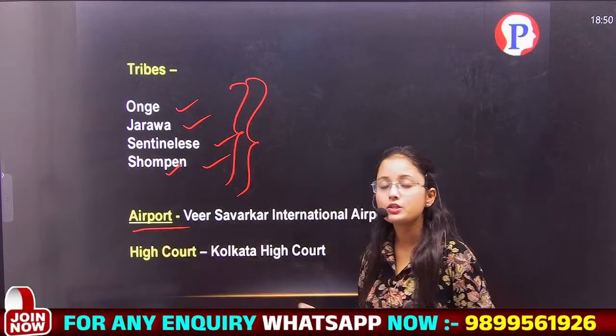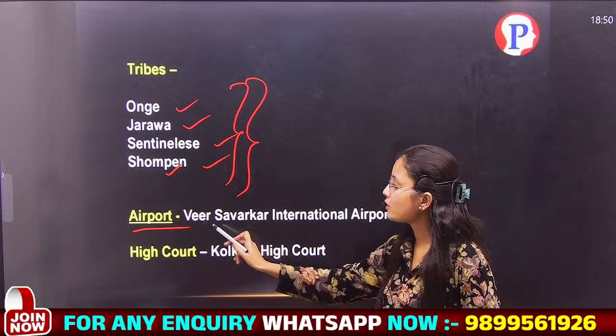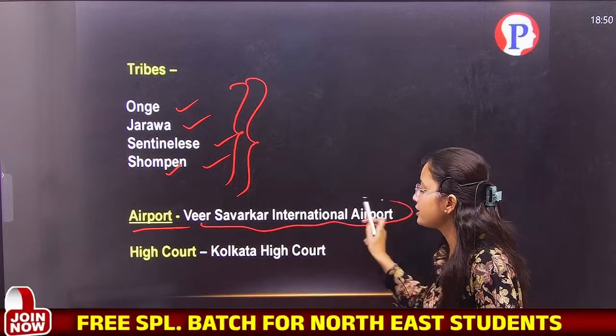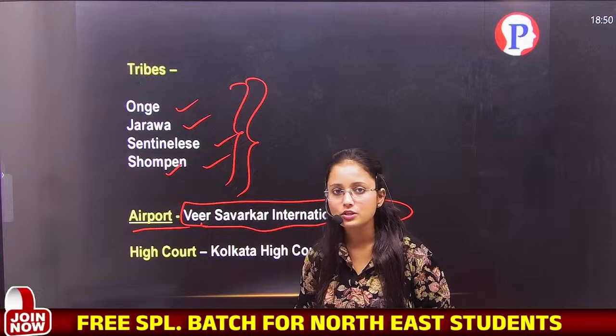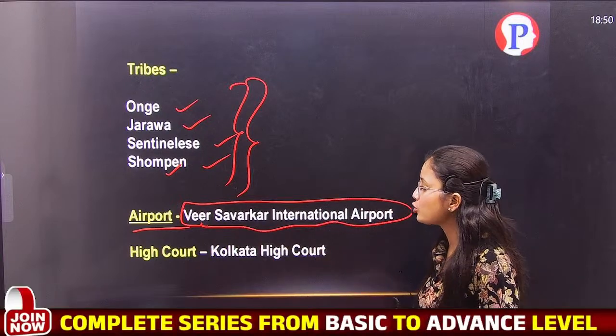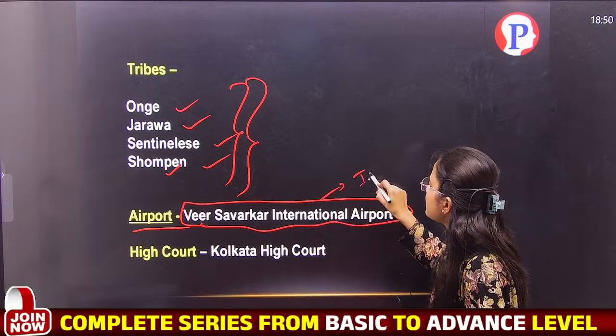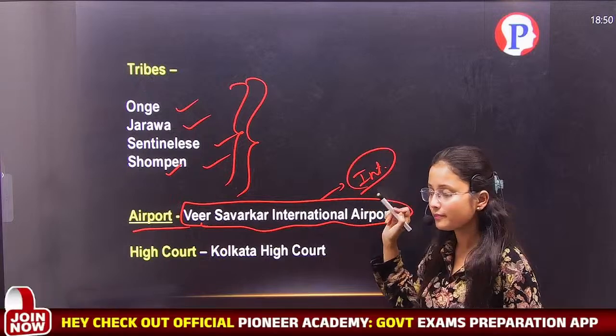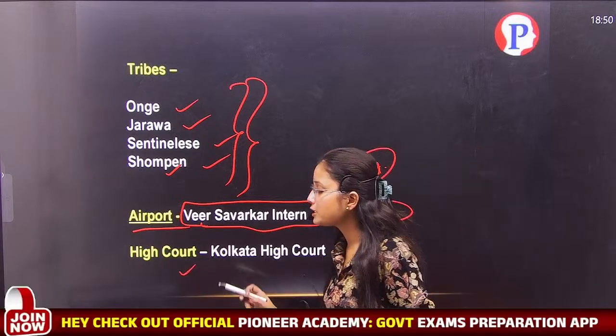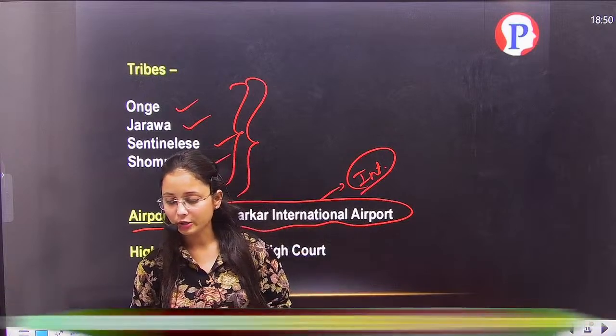This is the international airport of Andaman and Nicobar. It is called Veer Savarkar International Airport. Veer Savarkar International Airport is located in Andaman and Nicobar, and it is an international airport. Okay, the High Court of Andaman and Nicobar will be Kolkata High Court.